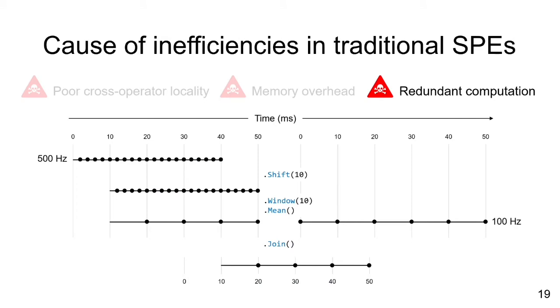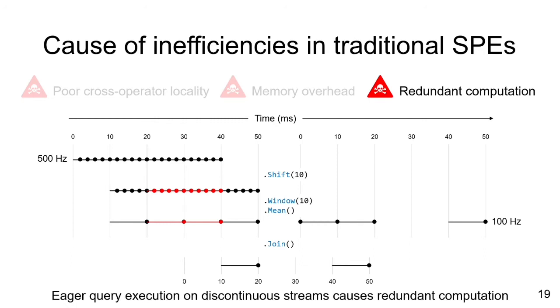Finally, most stream processing engines follow an eager query execution pattern, and this can cause redundant computations in the presence of discontinuities in the input streams. Let's say there is a gap in the 100 Hz signal stream. Since the join operation only cares about strictly overlapping events, there is going to be a gap in the same region in the final output stream as well. That means the join operation needs to throw away the events that fall into the same regions from the other side, rendering any prior computations on them completely wasteful.